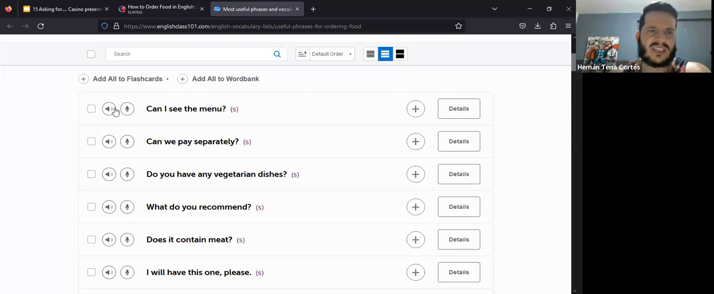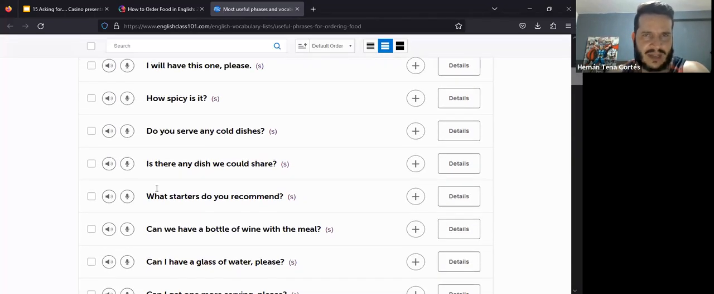Here you can also see some other phrases. Can I see the menu? Can we pay separately? Pero no les va a funcionar esta opción de decirlo, al menos que se registren en la página. Pero bueno, aquí podemos utilizar estas frases.